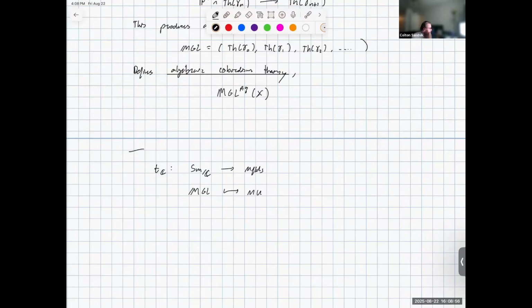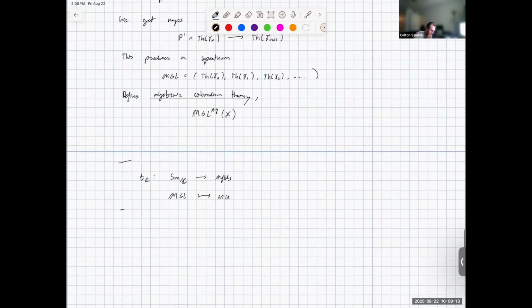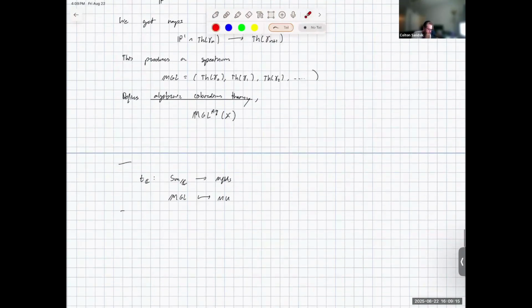And I think it should also be the case that there's some relationship with classical algebraic cobordism theory, although I don't know what that should look like. But yeah, I think that's more or less all I wanted to say. Just to summarize a little bit.